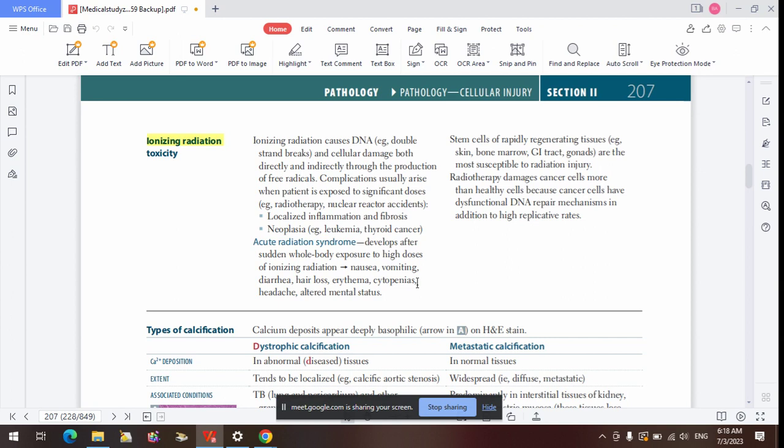So it typically damages the actively proliferating tissues because they are actively dividing and replicating their DNA.